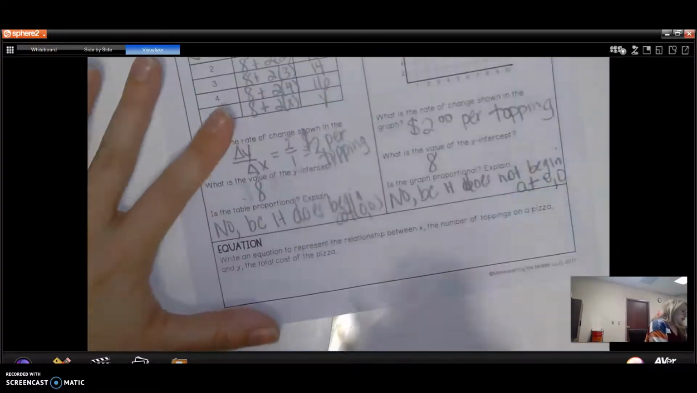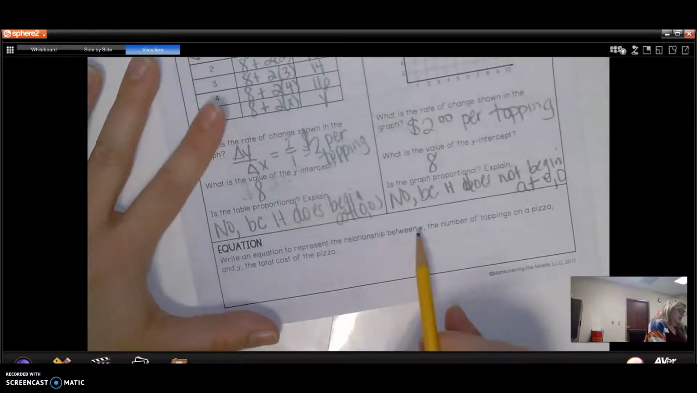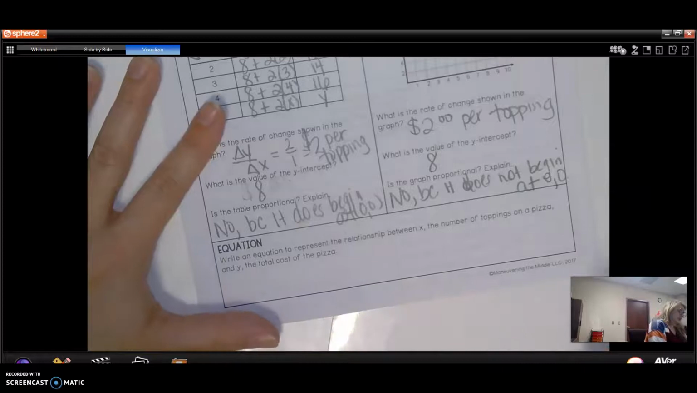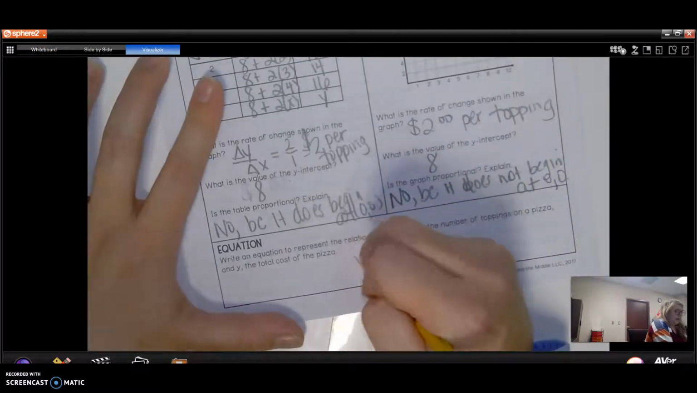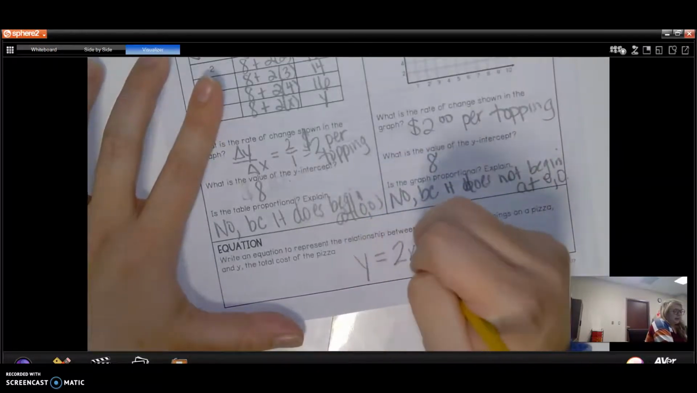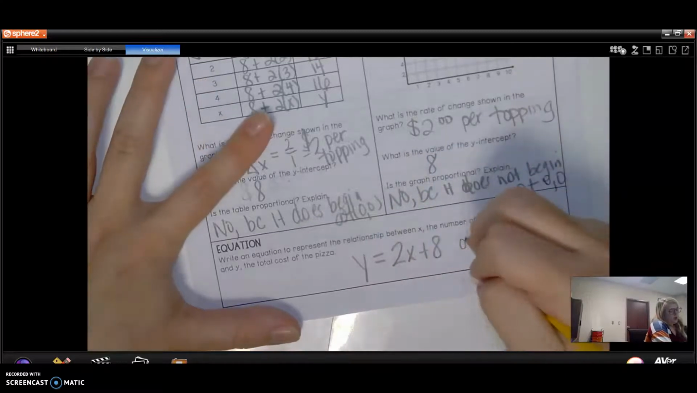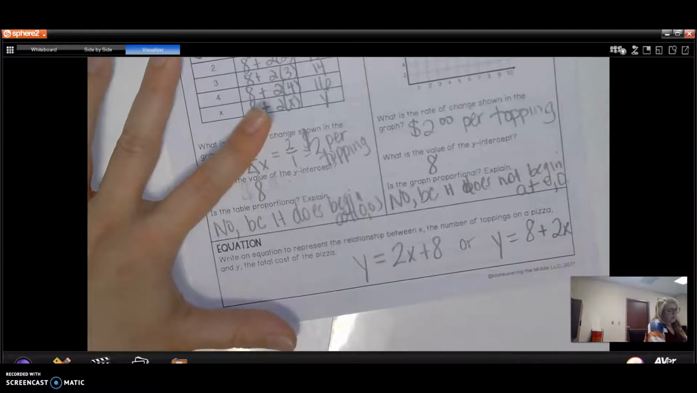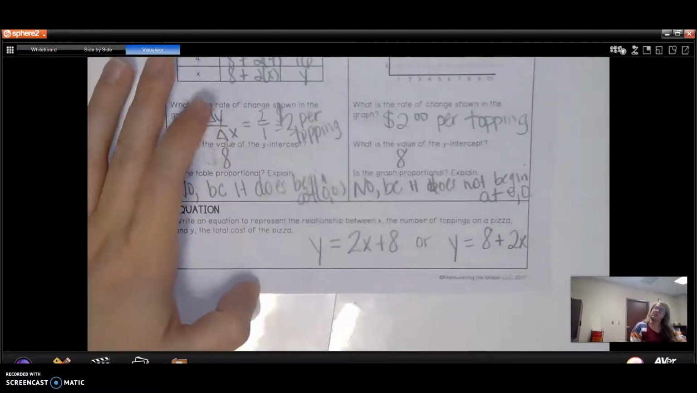Okay, then it says to write an equation to represent the relationship between x, the number of toppings on a pizza, and y, the total cost of the pizza. So it's going to be y equals 2x plus 8, or y equals 8 plus 2x. Either one of those would be correct.